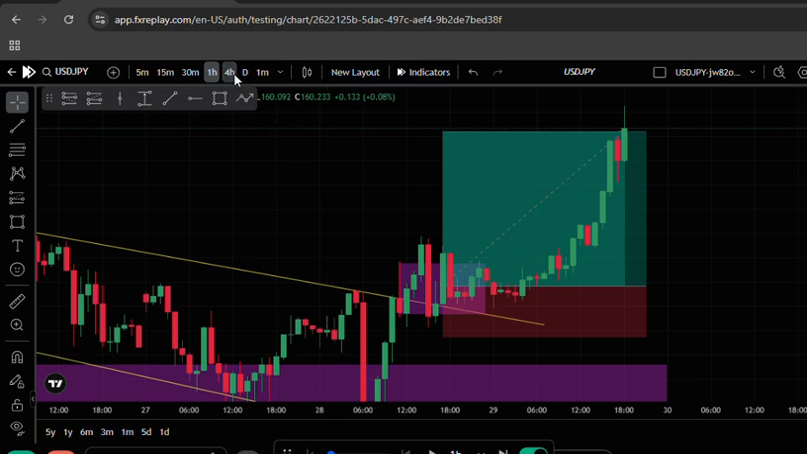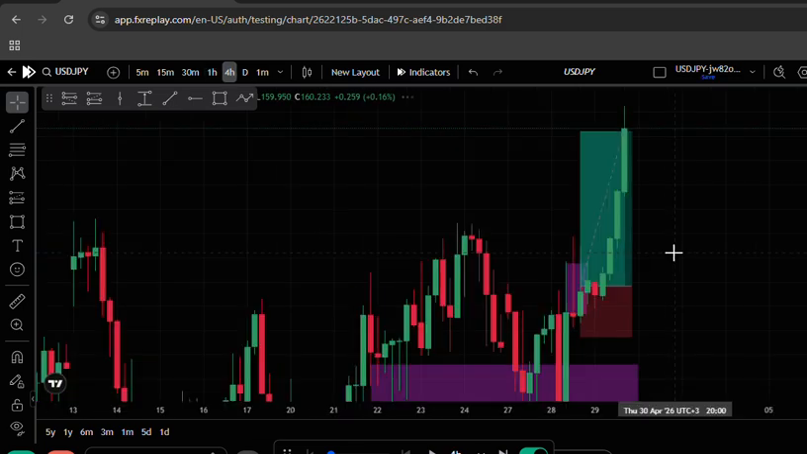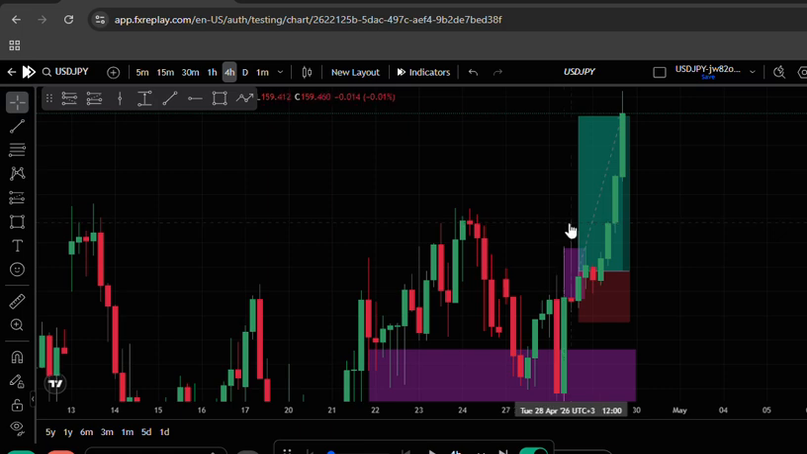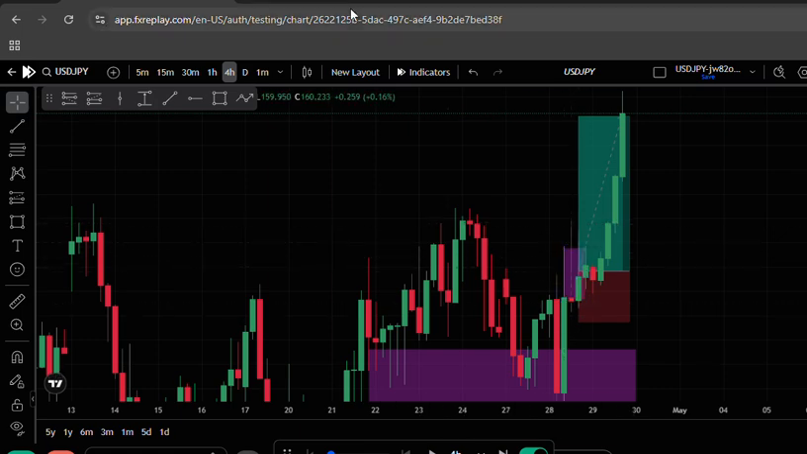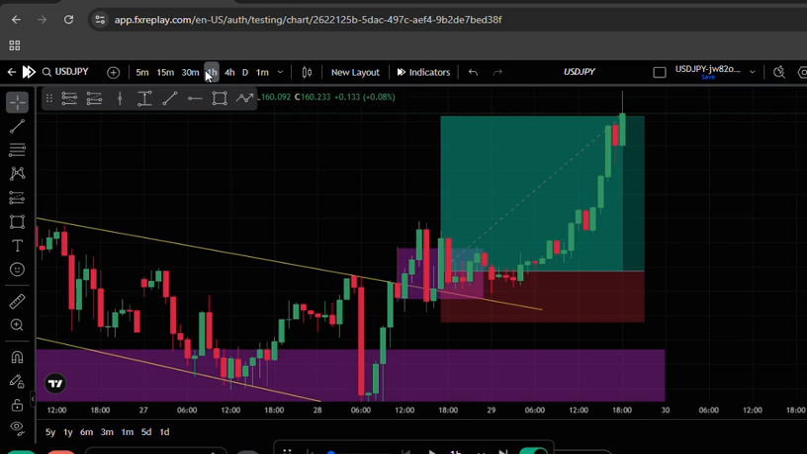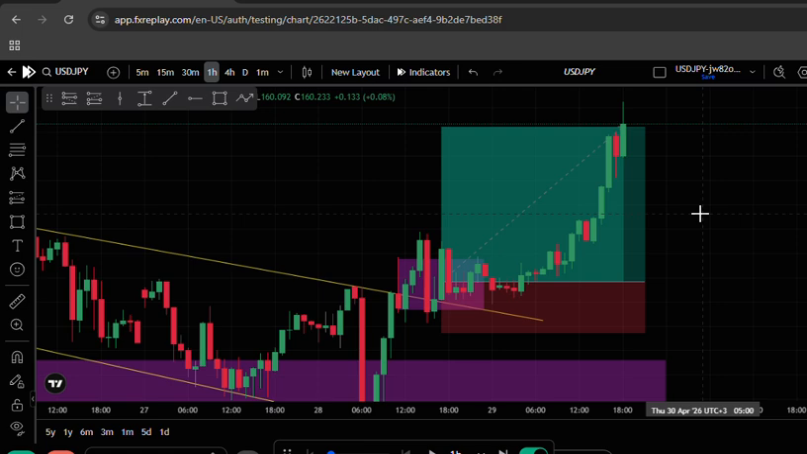But many people who were waiting for this rejection to push the market down were locked out. So you see, think from the bigger picture. Just stop looking at the market from just a general perspective.